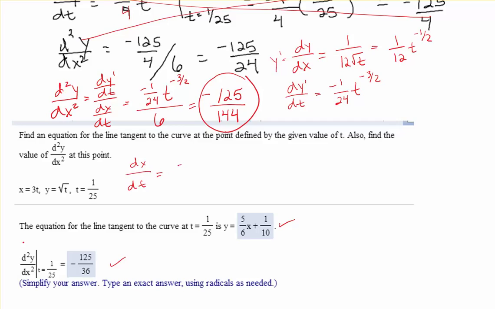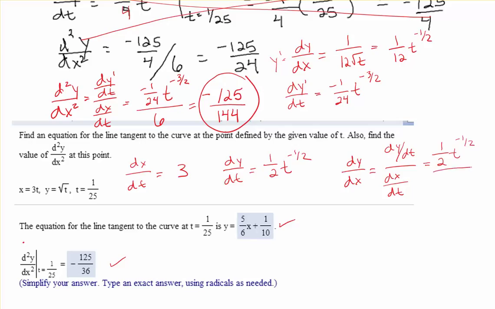dx/dt is going to be 3. dy/dt is going to be equal to 1/2 t to the negative 1/2. When t equals 1/25, dx/dt, of course, is 3. So we need dy/dx, which is defined as dy/dt divided by dx/dt. So in this case, that's going to be 1/2 t to the negative 1/2 divided by dx/dt, which was 3. So this is 1/6 on the square root of t.